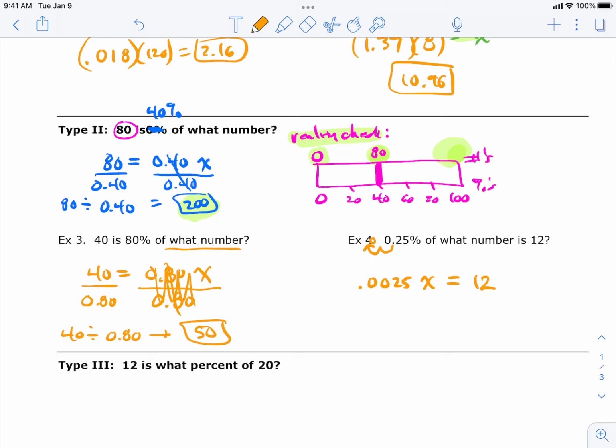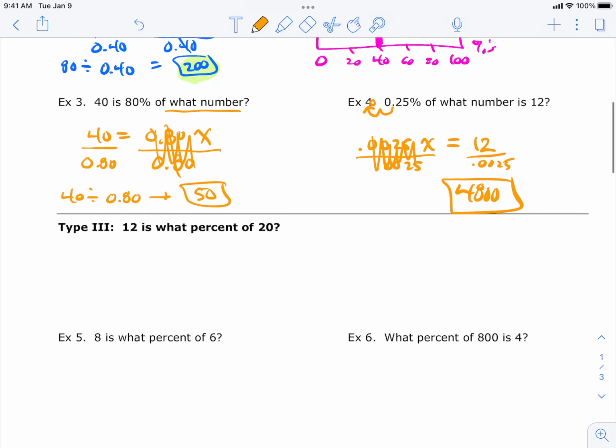There's our formula. This time I'm dividing both sides by the 0.0025 because that's what I'm trying to cancel away from the X. So 12 divided by the 0.0025, you're going to get a big thing, 4,800. Hey, we're grooving now, eh, folks?